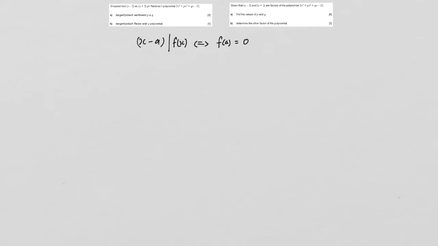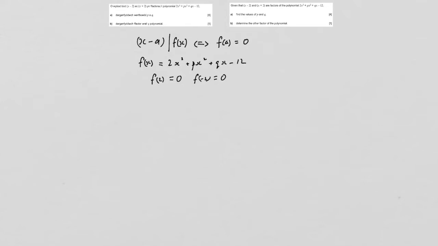So for this polynomial, if we call it f of x, so that's 2x cubed plus px squared plus qx minus 12, then the given that x minus 2 and x plus 2 are factors tells us that f of 2 must be 0 and f of minus 2 must also be 0.